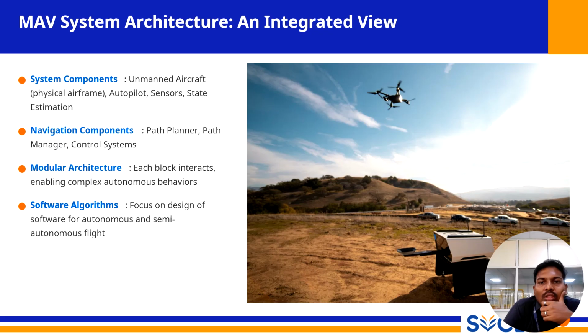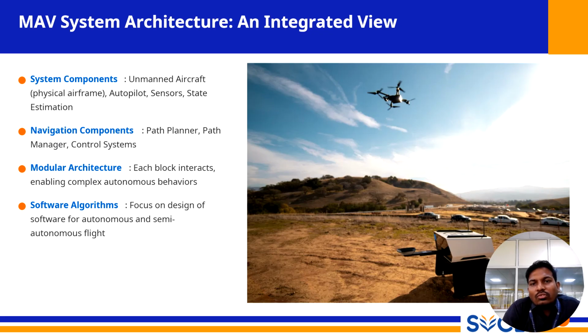Building upon these core components are the navigational components, which handle the higher level logic of autonomous flight. The process begins with the path planner. Given a mission such as surveying an area or flying from point A to point B, the path planner's job is to compute a safe and efficient route. It acts like a GPS in a car, planning the entire journey before you start.